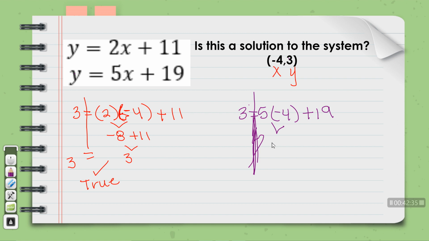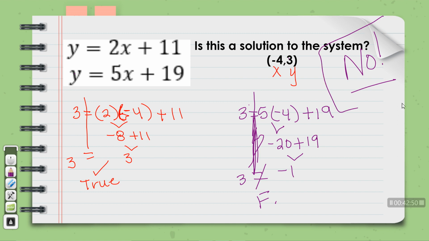All right, what's 5 times negative 4? Negative 20. Add 19. What's negative 20 plus 19? Negative 1. Does that equal 3? False. No. So the answer here would be no. It is not a solution to the system. It's a solution to the first equation, but it's not a solution to the second equation. So this point is a point on this line, but it's not a point on this line.